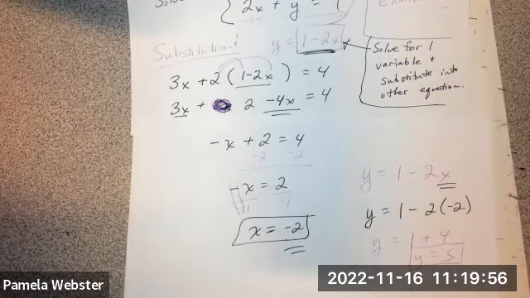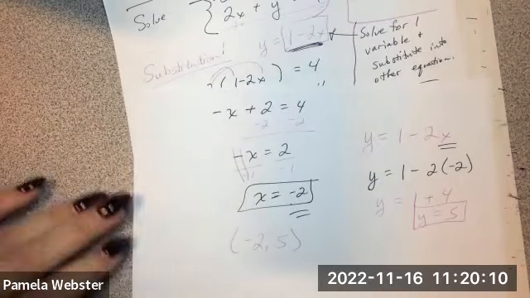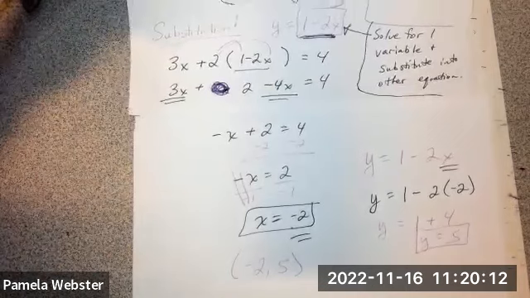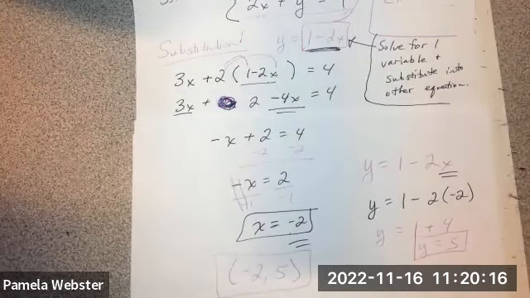Okay. So in your book, they're probably going to ask you to do this as if it was an ordered pair. Okay, so watch out for that. They probably want you to say that this solution is negative 2 and positive 5. And so that is going to be probably the final answer that they ask for when you do your homework. Give it as a point, give it as an ordered pair.